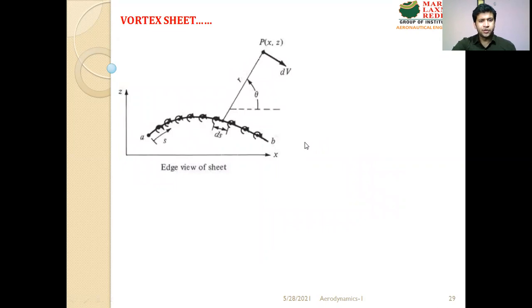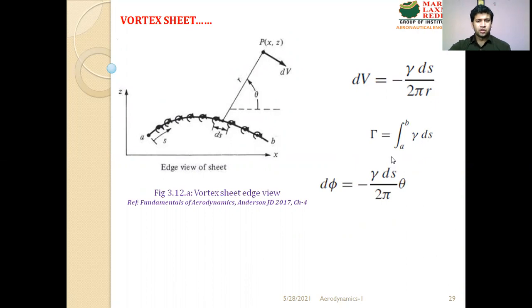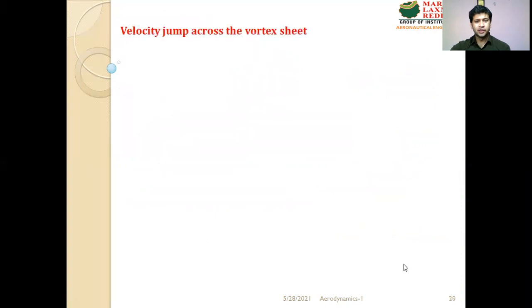So when considering this edge view of the sheet, we can say that dv, that is induced velocity at point P, is given by minus gamma ds upon 2 pi r, where circulation for this entire vortex is integral from limit a to b of gamma ds. So from the concept of velocity potential, d phi equals minus gamma ds upon 2 pi theta. And for this function zx, we have phi for xz equal to minus 1 by 2 pi integral a to b theta gamma ds.